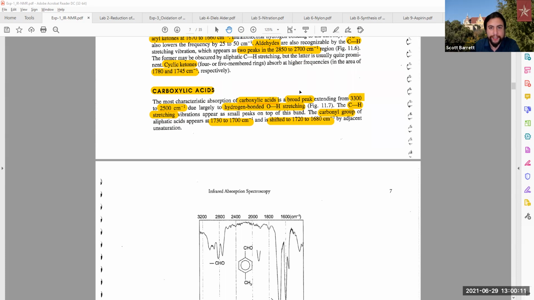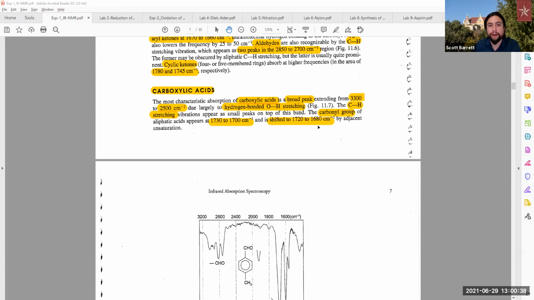Finally, for the carboxylic acids, you'll of course see your hydroxyl group, and that'll be a large indicator to you. The first indicator that you see is that broad peak over in the 3,300 to 2,500 range, a very large range. So you would definitely notice it, as it is a very deep trough. But then also you would see the carbonyl group with aliphatic acids at 1730 to 1700.